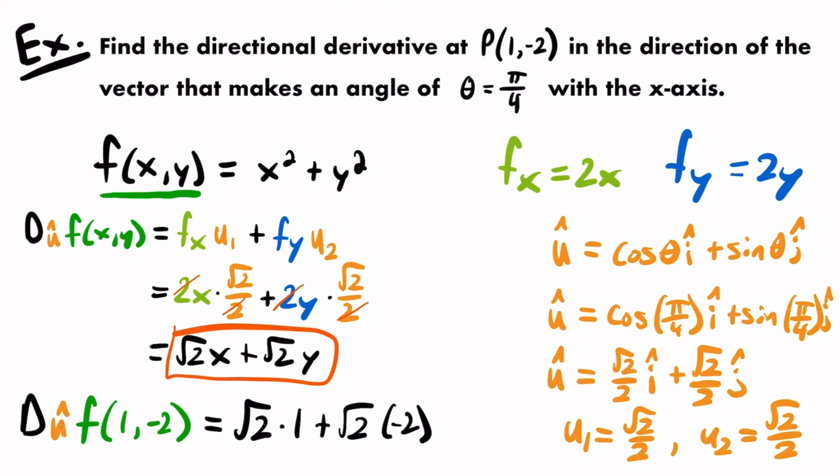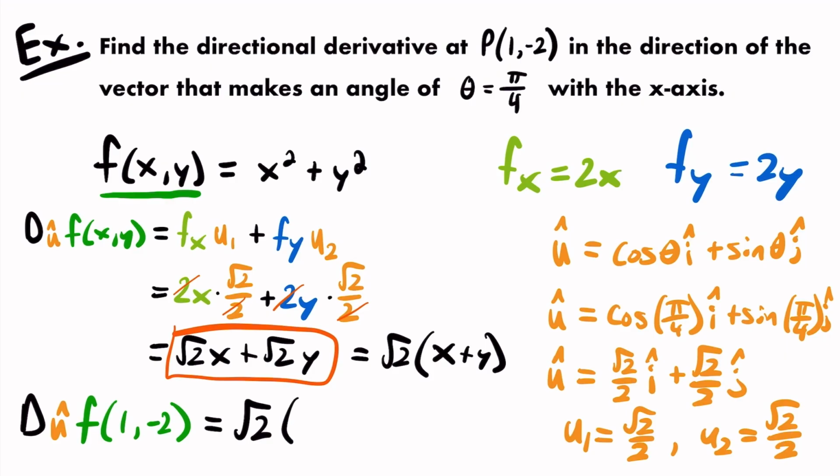maybe an easier way of looking at it, if we rewrite the directional derivative here and pull out that common factor as I said, you would have the square root of 2 times the quantity of x plus y. Then you could write it like this. It might just be a little bit easier to calculate. You have 1 plus negative 2 times the square root of 2, and 1 plus negative 2 is negative 1, and negative 1 times the square root of 2 gives you the negative square root of 2. All right, and so that would be the value of the slope or the directional derivative at the point 1, negative 2 on this surface in the direction of this unit vector.